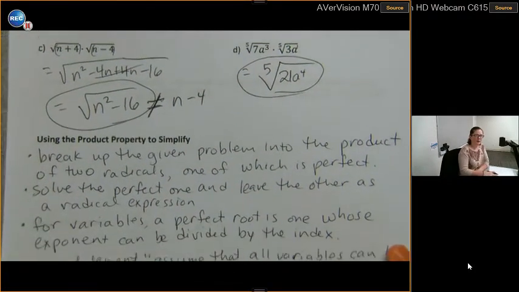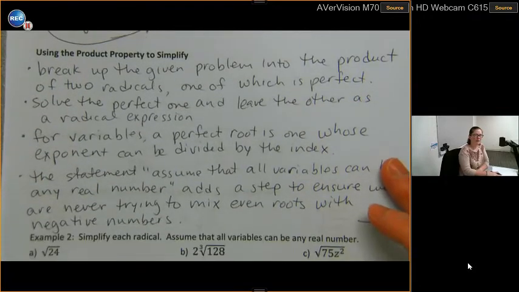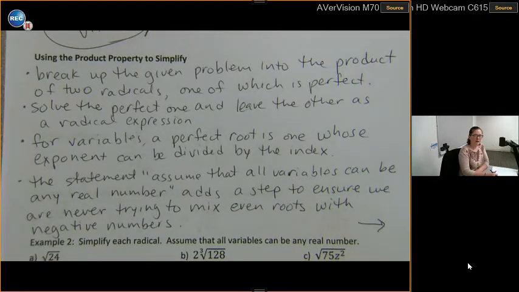Now what we're going to do is use the product property to simplify radicals. And how this is going to work, we're going to first break up the given problem into the product of two radicals, one of which is a perfect radical. We're going to solve the one that's perfect and leave the other as a radical expression. For variables, a perfect root is one whose exponent can be divided by the index.